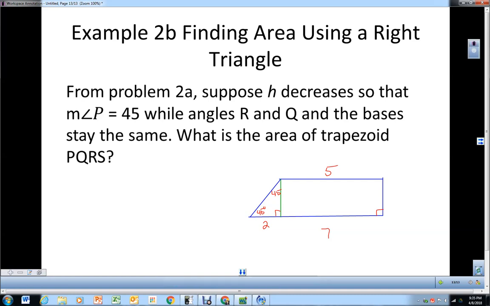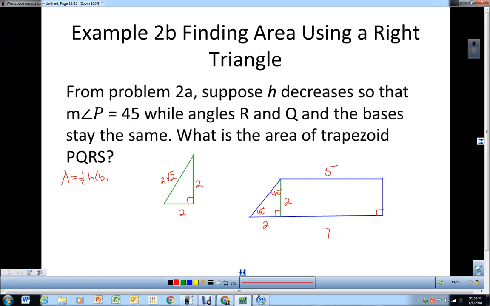And if you remember, in a 45, 45, 90, the two side lengths were the same, and the hypotenuse was whatever the side length was times radical 2. So this is 2, this is 2. This means this is going to be 2 radical 2. So the legs are the same, so if this is a leg, this is also a leg, which means my height is 2.